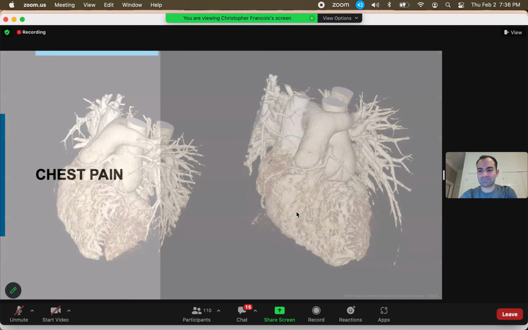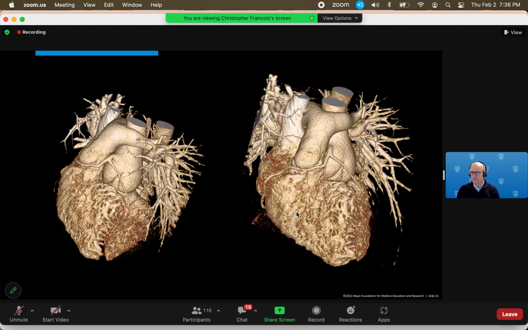Up next, George. Back to George. Okay, George. Thank you. Back to 3D volume rendered images. Yep. So we're looking at the coronary arteries, I'm guessing. Yep. Trying to figure out.